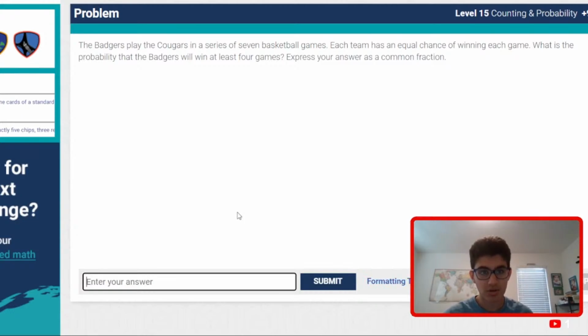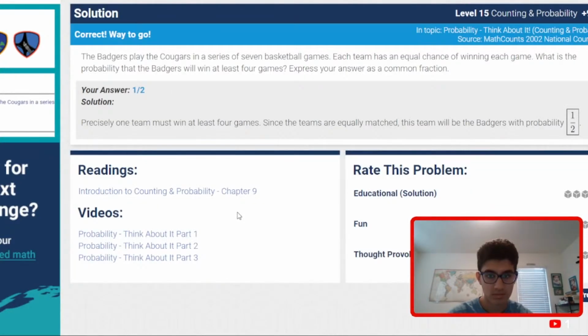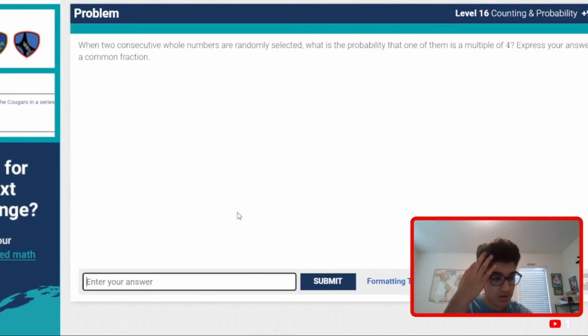The Badgers play the Cougars in a series of 7 basketball games. Winning at least 4 games means that you win the series. So that should be a half chance for that. When two consecutive whole numbers are randomly selected, what is the probability that one of them is a multiple of 4?